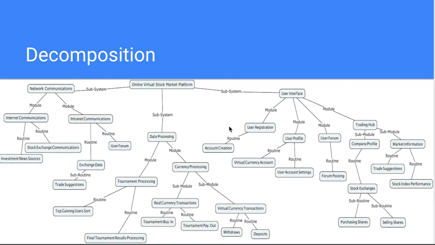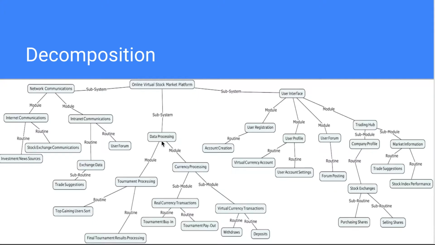To divide our platform into smaller, more manageable pieces, we created a decomposition. This included three main subsystems: network communications, data processing, and user interface. Within network communications, there are two modules: internet communications, which would pull data from outside stock sources, and intranet communications, which would be within our own network showing user exchange data as well as the user forum.